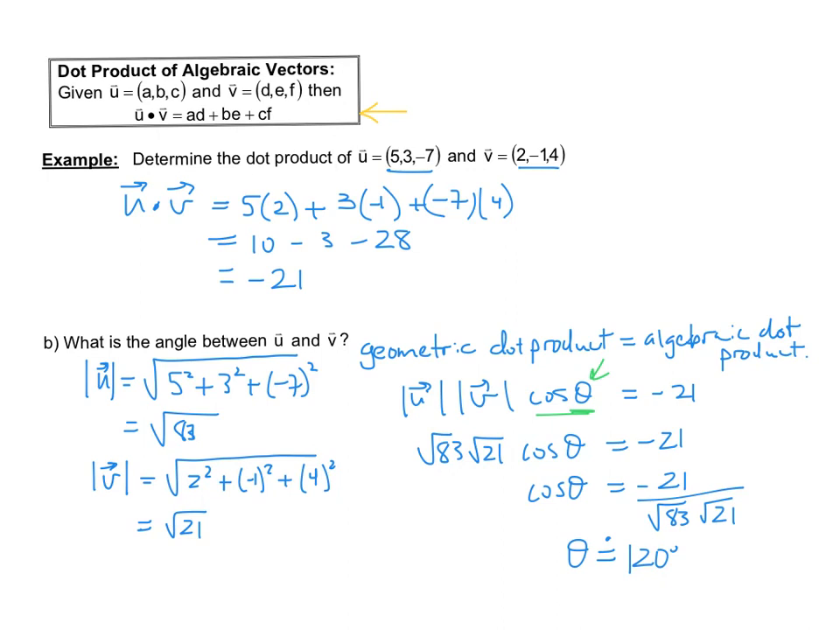And if you need to, make sure you switch back to degree mode here. I got an answer of about 120 degrees between those two vectors, which makes sense in terms of the prediction that we would have had to have an angle between 90 and 180 because our dot product was a negative value.